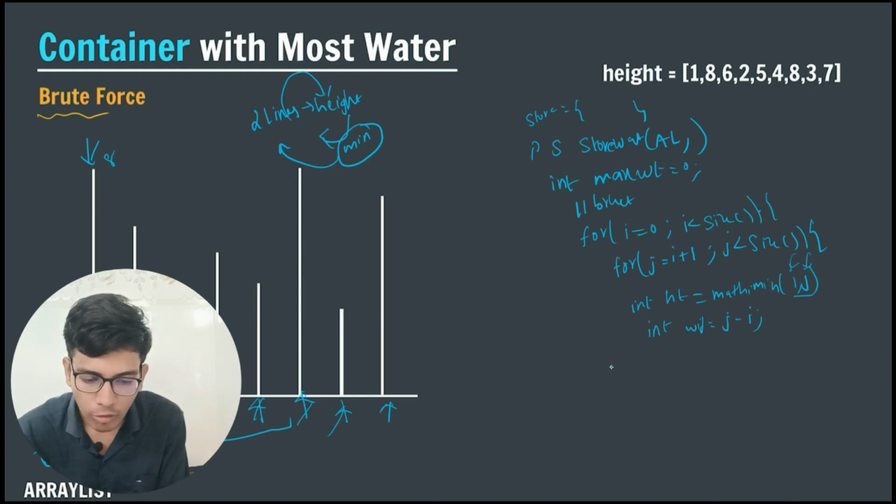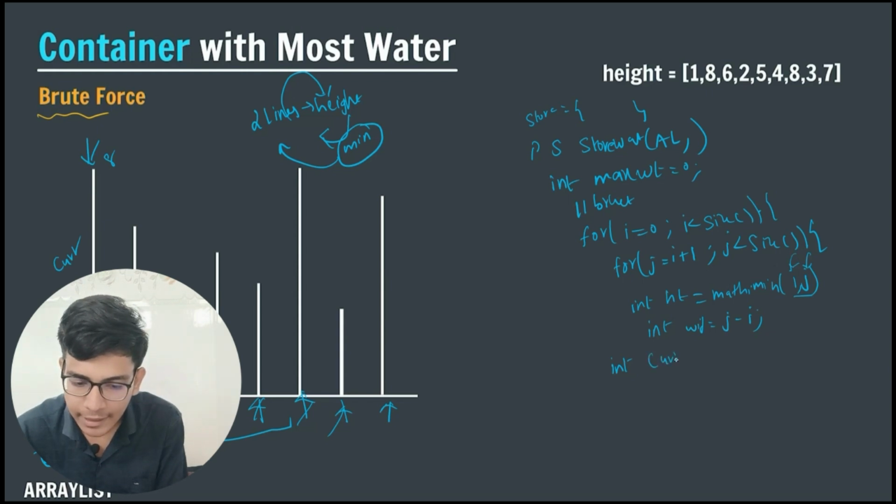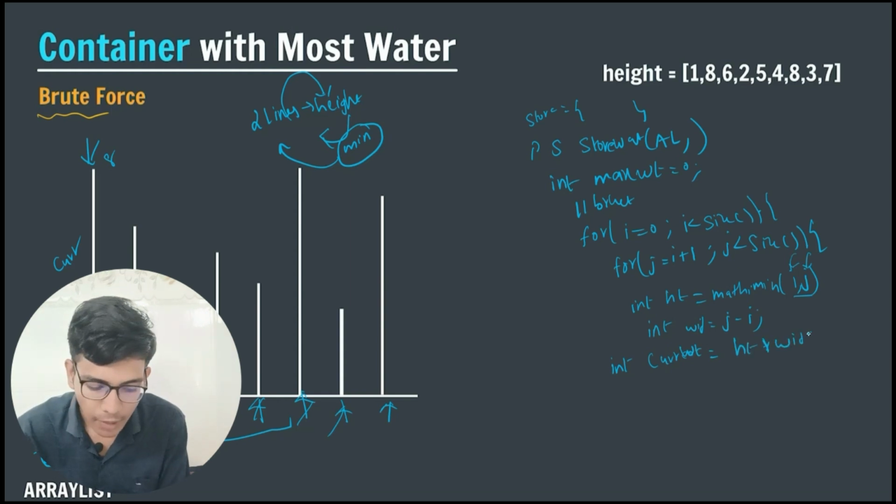After that, I need to calculate the water which is trapped in my current container. So this is my current container. So I will calculate current water trapped is equal to height into width. Okay, height into width. After calculating my height into width, I will take the maximum water. So my max water will change into Math.max of max water comma current water.